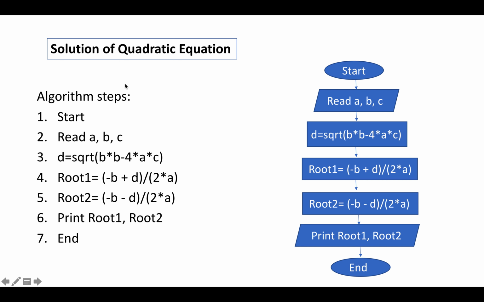The same steps are now written in a flowchart. Start with an elliptical symbol, then a tilted box for reading a, b, c, then for processing d is equal to square root of b square minus 4ac because it is calculating a number, then again processing for calculating root 1 and root 2. Remember that you can also club these three processing boxes into a single one, and in that single box you can write these three statements, and finally we print using a tilted box the root 1 and root 2 and end the process.